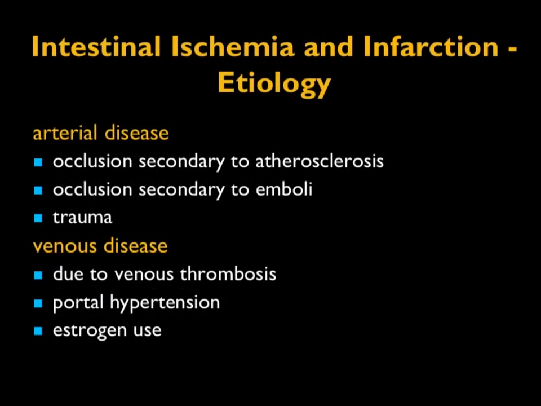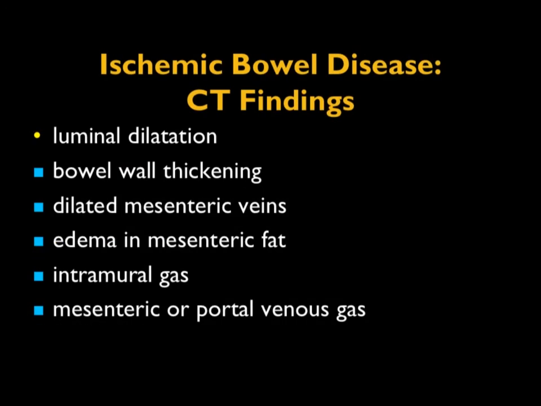Okay, what else? Ischemia, infarction, be it arterial or be it venous, arterial occlusion due to atherosclerosis or embolic phenomena, trauma, or venous due to venous thrombosis, portal hypertension, or estrogen use. Now we talk about the signs of obstruction and ischemia on CT. The problem is early ischemia can have a normal scan. To say you see luminal dilatation, that's very common for many things. Bowel wall thickening, veins dilated, edema in the fat, intramural gas, well, then you're really thinking of ischemia, or portal vein and mesenteric venous gas. Again, ischemia. So there's a spectrum of things.